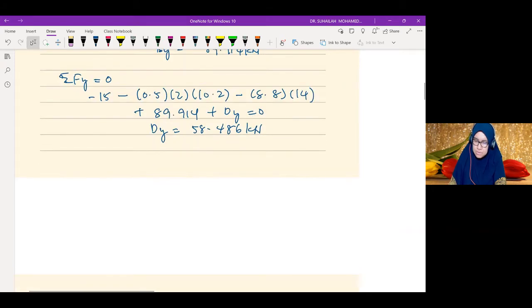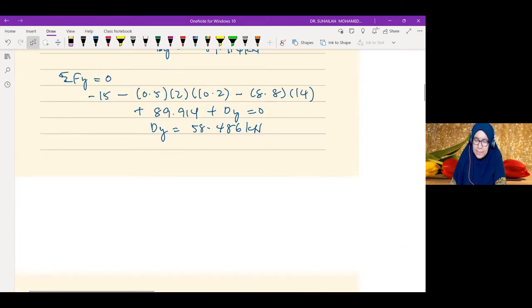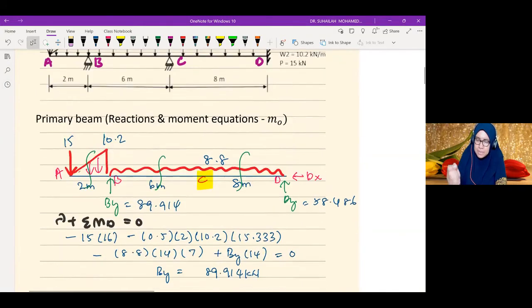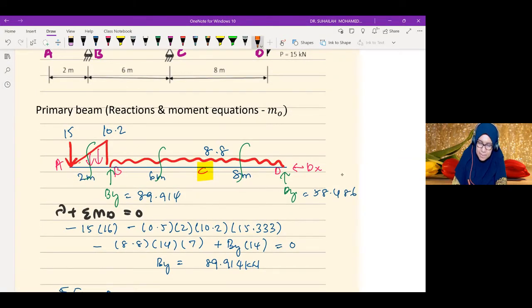I label them with numbers here. The first cutting section is AB, the second cutting section is BC, and the third is CD. For cutting section number 1, we choose A as origin. So the limit will be 0 to 2. I would like to type the details.